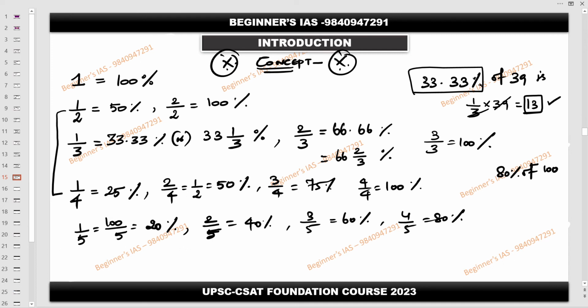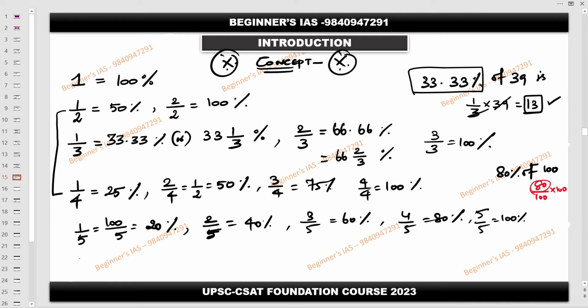80 percentage of 100 is equal to what? 80. Simple. Listen. 80 by 100 into 100. If the denominator contains 100, then the rate percentage is nothing but the numerator. So therefore 80. Understood? Yes, sir. Simple logic only. So now I'm moving on with the next one.